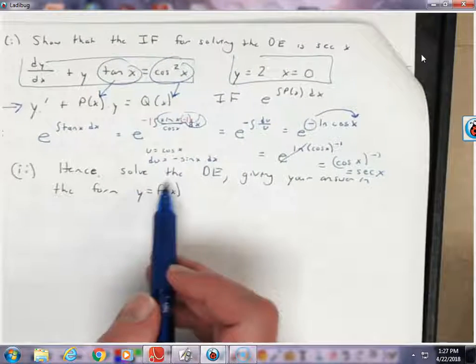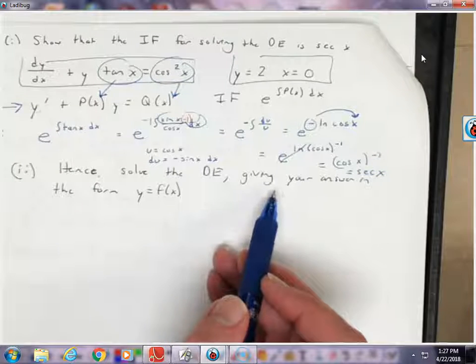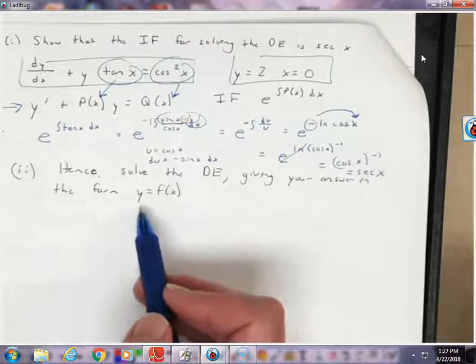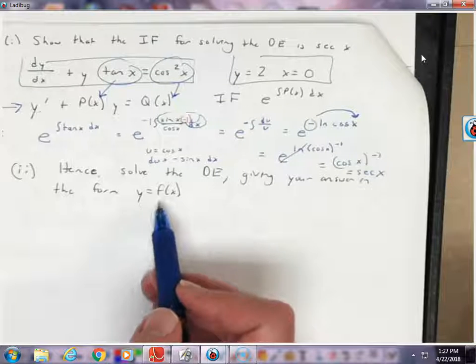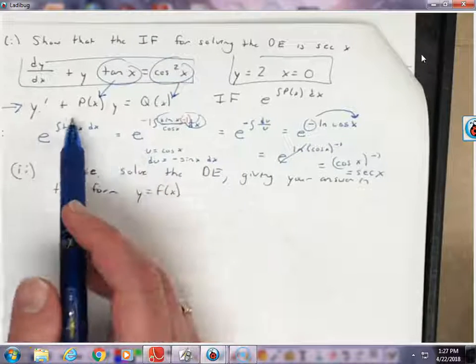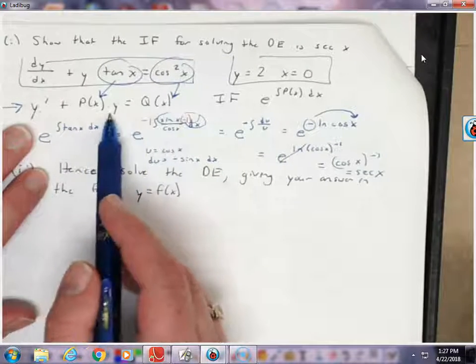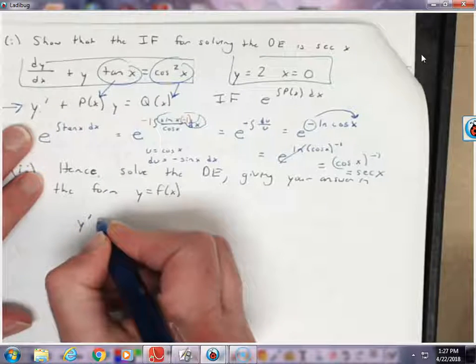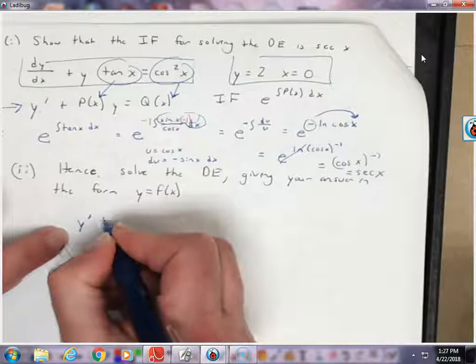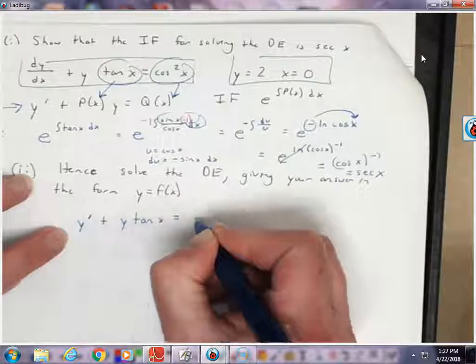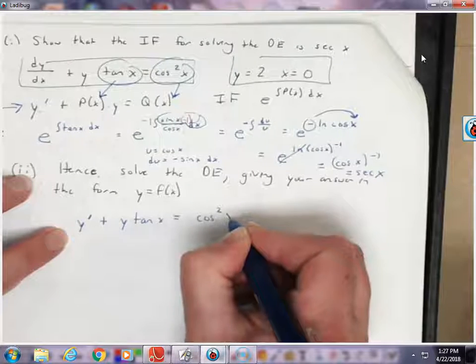Then it says, hence, solve the differential equation, giving your answer in the form y equals f of x. So they're just saying, when you get done, solve it for y. You could lose a mark or something there at the end if you don't do that, but it's not going to be catastrophic. Okay, so we've already got it in this form, so I'm just going to write that over again. So we're going to do y prime, I'm just going to write it as y prime instead of dy dx, plus y times tangent x equals cosine squared x.